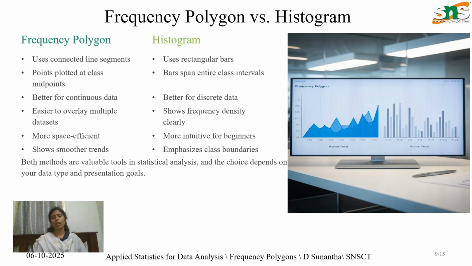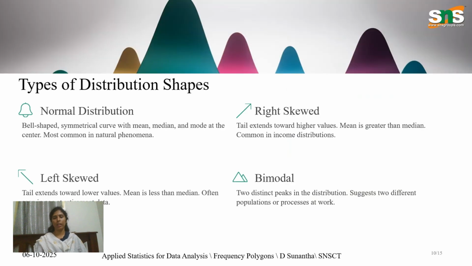Histograms are better for discrete data and show frequency density clearly. This is more intuitive for beginners and emphasizes class boundaries. So both methods are valuable tools in statistical analysis, and the choice depends on the needs of the data which is to be represented.